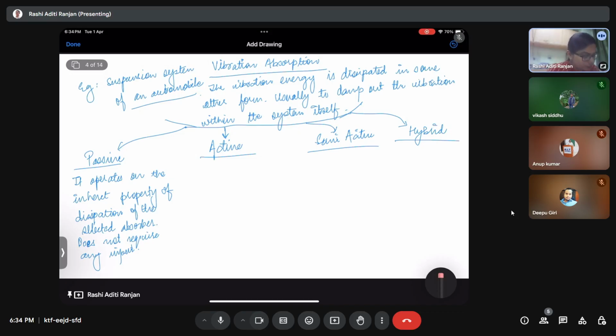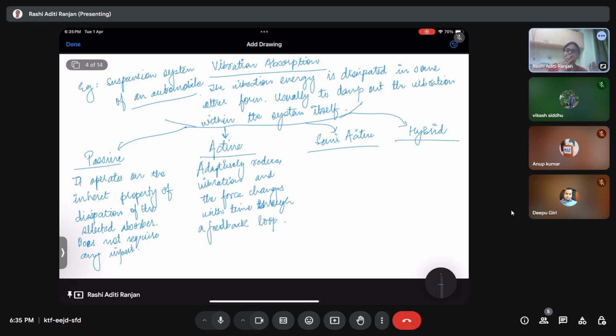So if I talk about this, it adaptively reduces vibration, and the force changes with time through a feedback loop. Now this is clear.